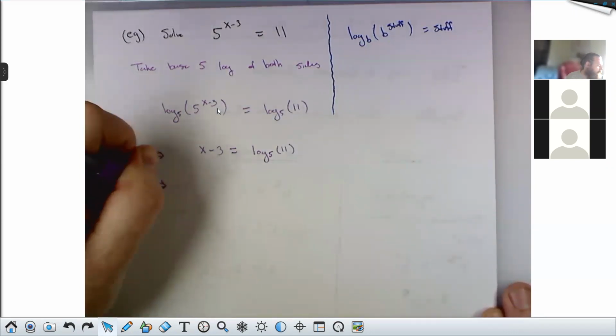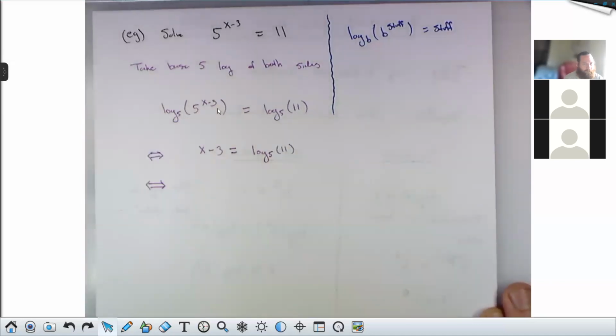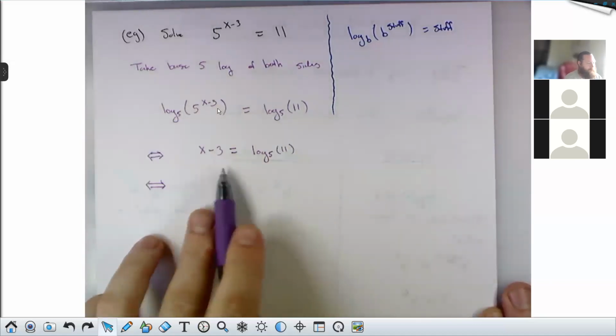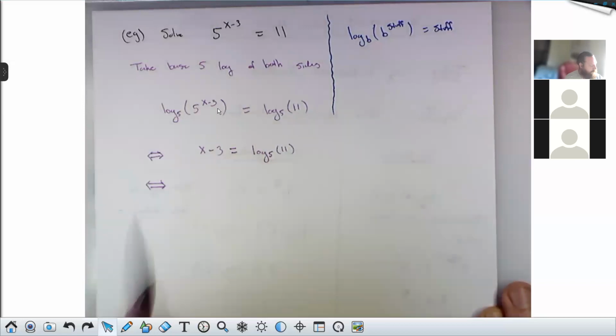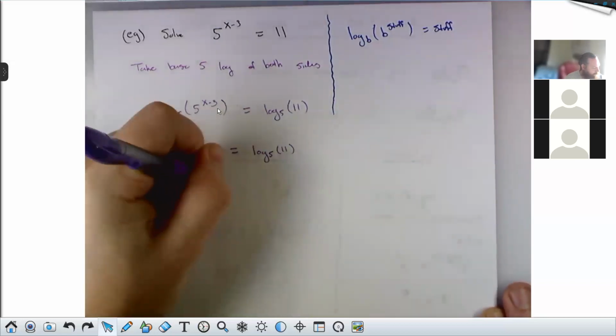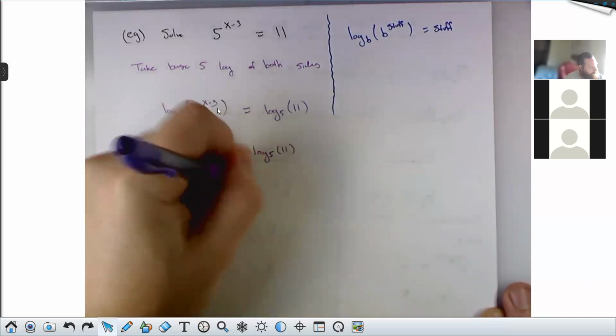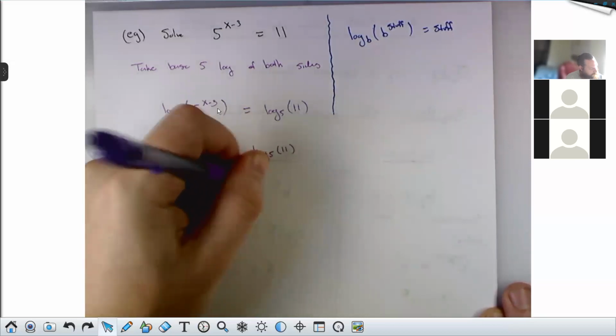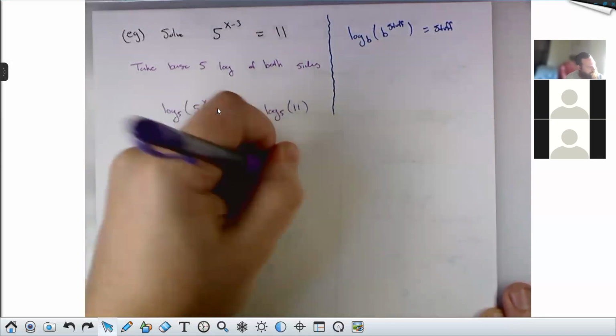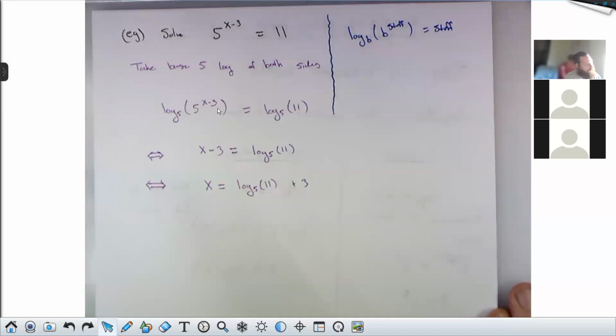Most importantly, it doesn't have any x's in it. So if I'm trying to just get x alone, the only thing keeping that from happening is this minus 3 over here. So I can add 3 to both sides. And I get x equals the base 5 log of 11 plus 3. Questions on the procedure?